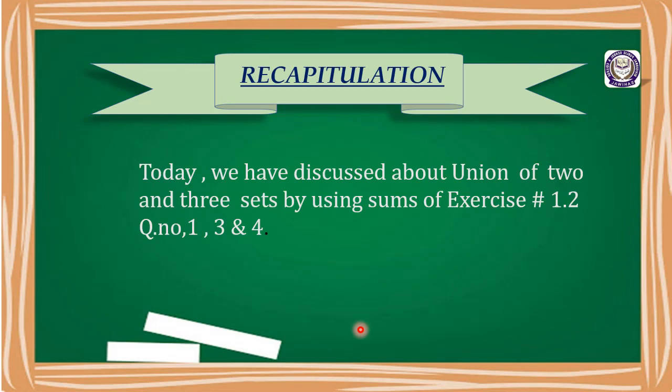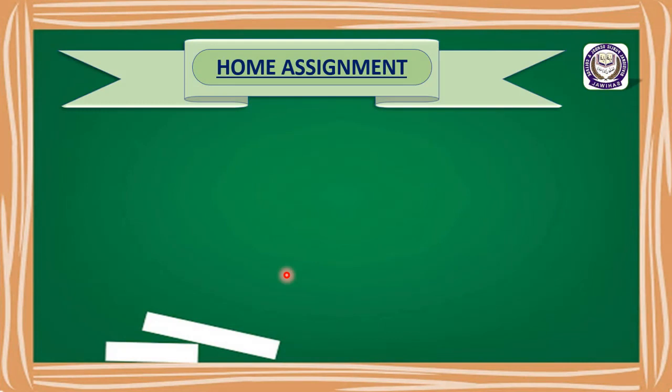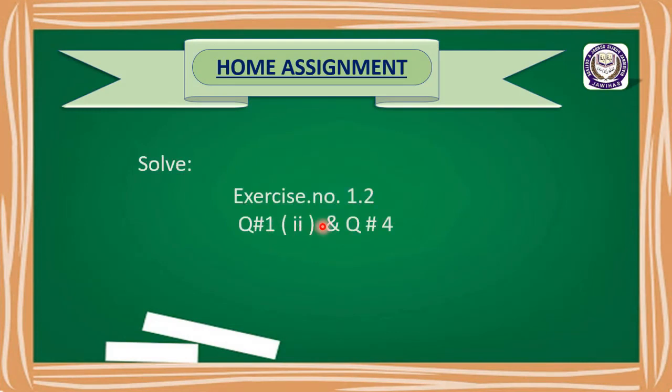Students, today we have discussed the union of 2 and 3 sets by using some of exercise 1.2 related to question number 1, 3 and 4. And now it is time for your home assignments. Home assignments, you have to solve exercise number 1.2, question number 1, part 2 and question number 4.